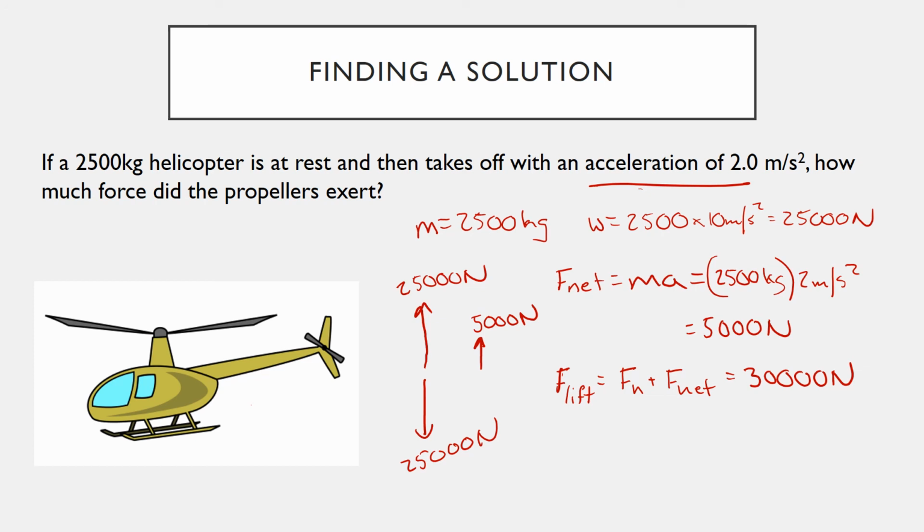Any less than 25,000 newtons, and the net force would have been going down. We have to exert more than 25,000 newtons to get that 5,000 newton net force in the upwards direction.